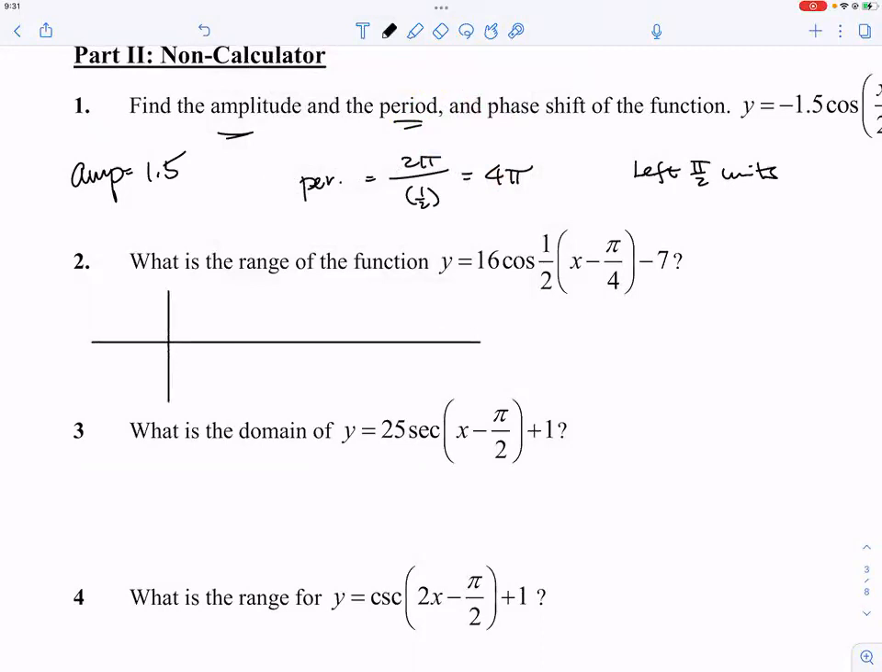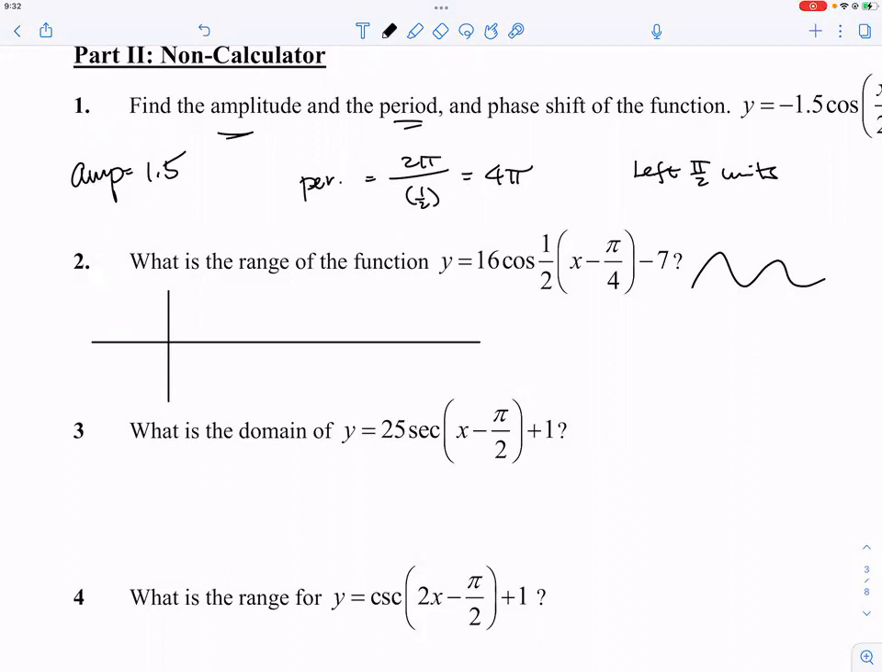Now, the first question is, when we talk about the range, what are we talking about here? We're looking for what values? The y values, right? And it's a cosine graph, so you know it's going to be something like a wave. So you know it's going to be y values, something like this. So what is really important is the vertical shift.